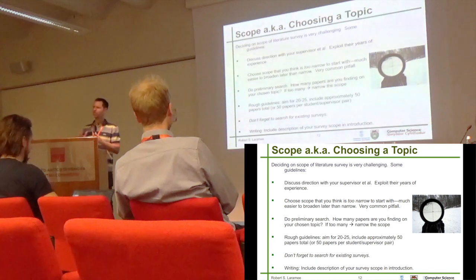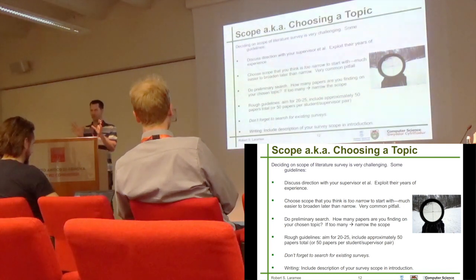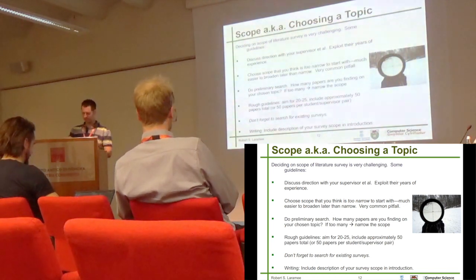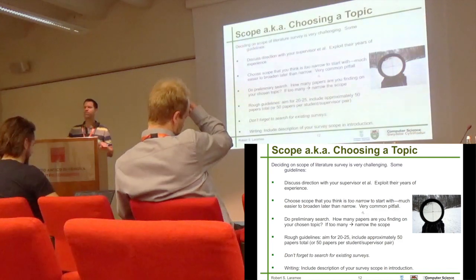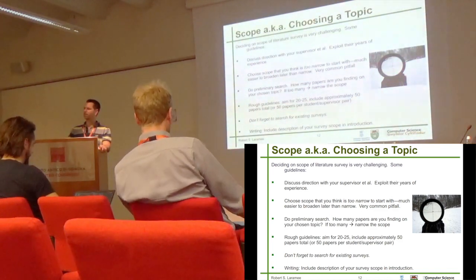Because it's much easier to have a narrow topic that you can broaden than it is to take a topic that's too wide and has too much breadth and narrow it afterwards. So the broadening is easier than the narrowing. This is a very common pitfall. It's very easy to choose a topic that is too big and too wide in scope.